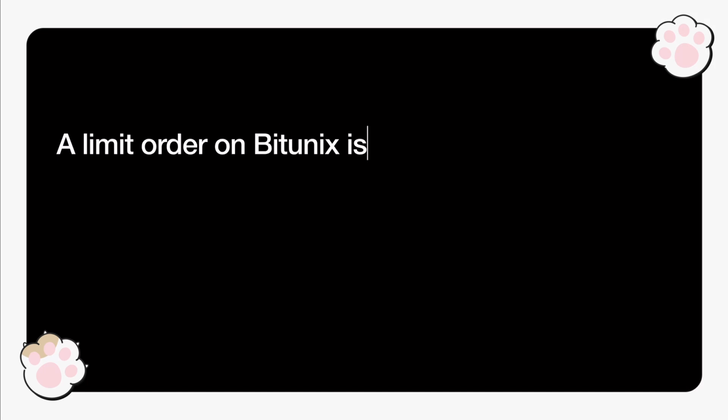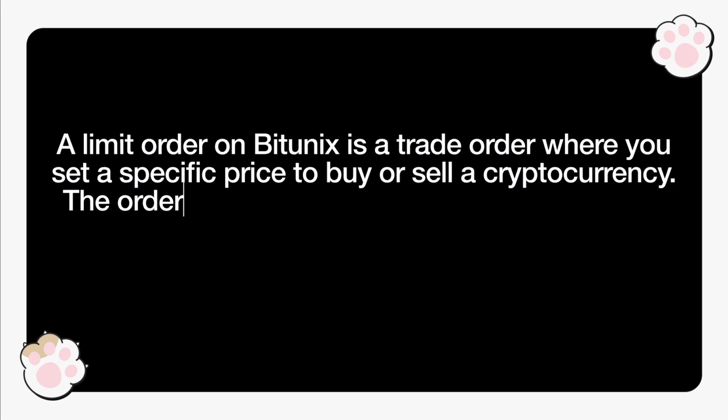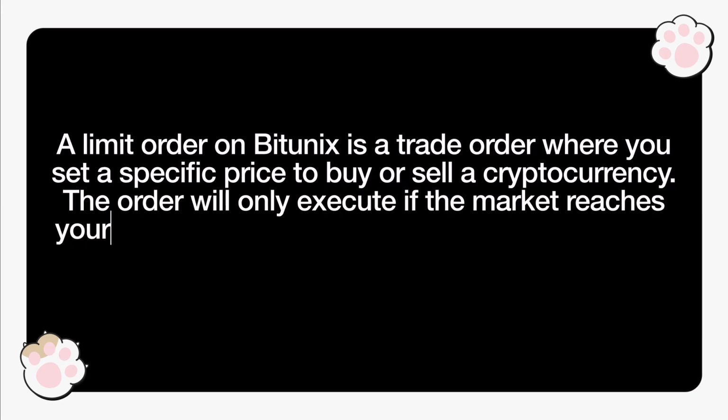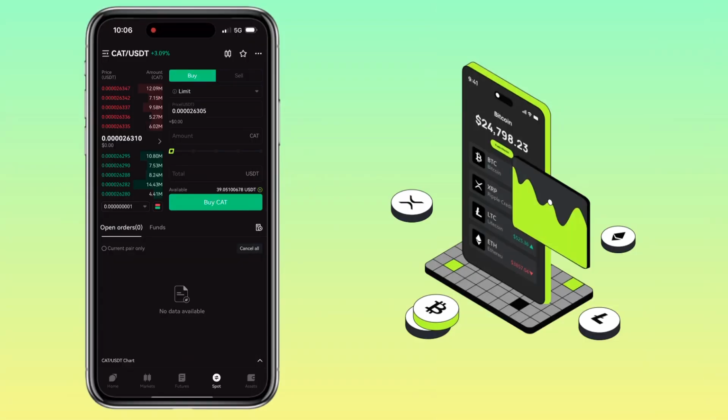A limit order on Bitunix is a trade order where you set a specific price to buy or sell a cryptocurrency. The order will only execute if the market reaches your set price or better, offering more control over your trades. Here, you enter the buy price. Below, you input how much token you want to purchase. You can also use this indicator from 0 to 100%. Here, you'll see how much USDT you'll be using. Once all is set, you click the Buy button.